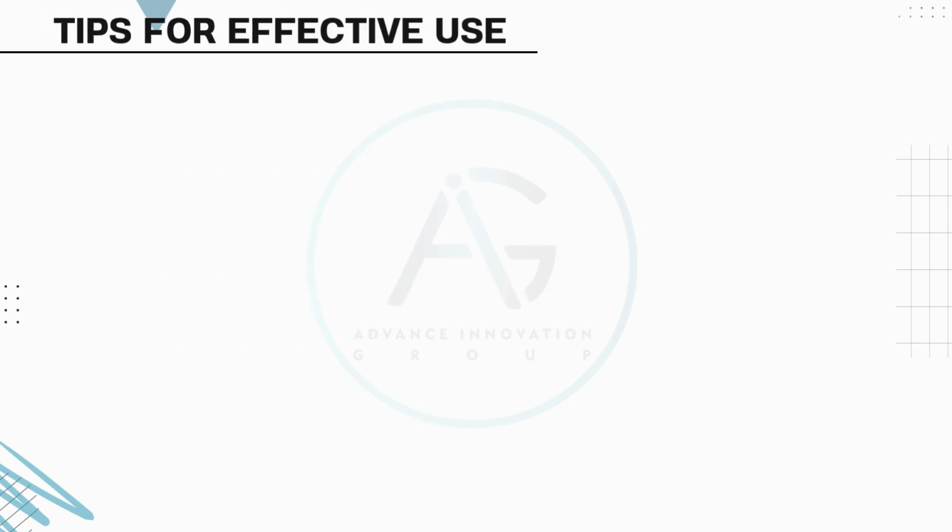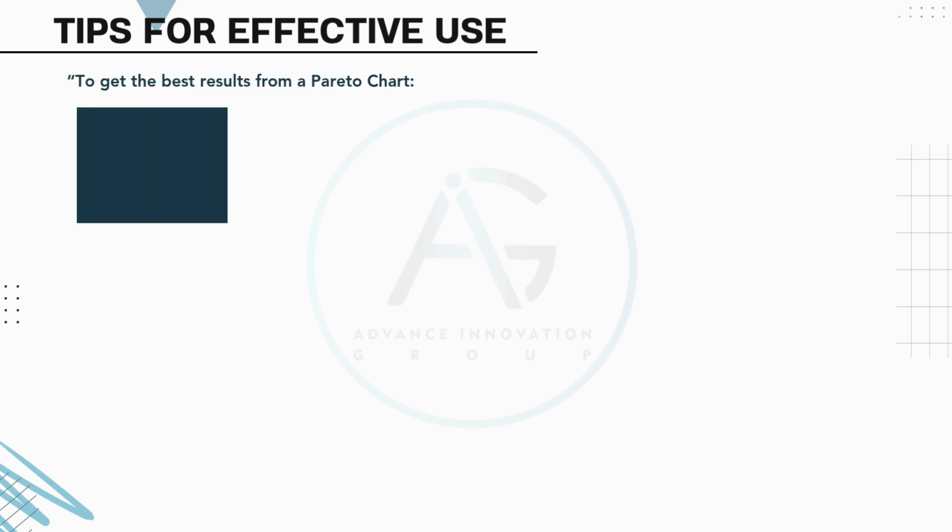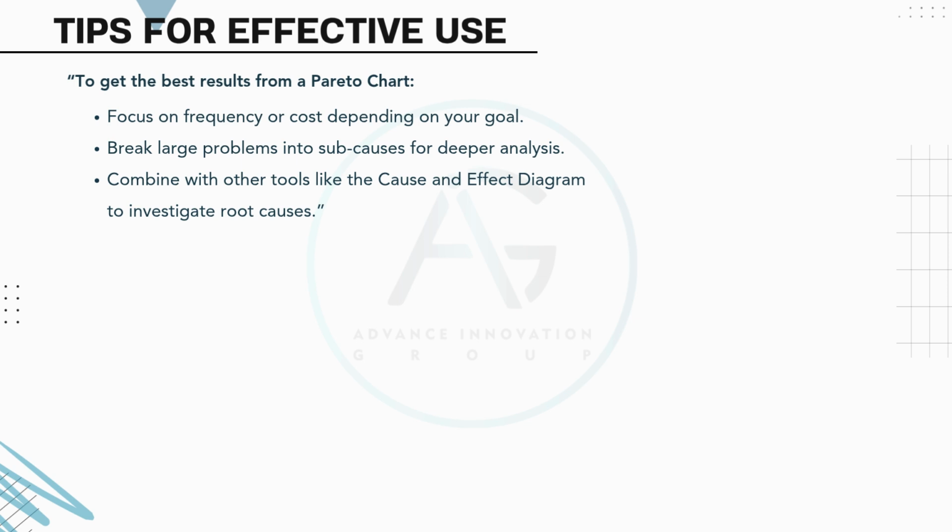Tips for effective use. To get the best results from a Pareto chart, focus on frequency or cost depending on your goal. Break large problems into sub-causes for deeper analysis. Combine with other tools like the cause and effect diagram to investigate root causes.